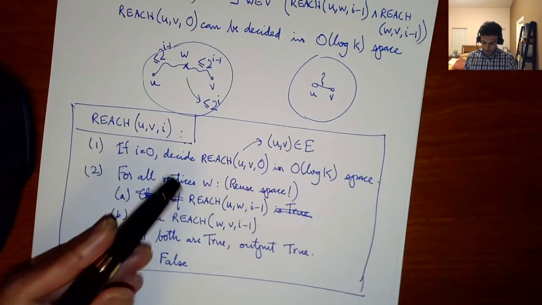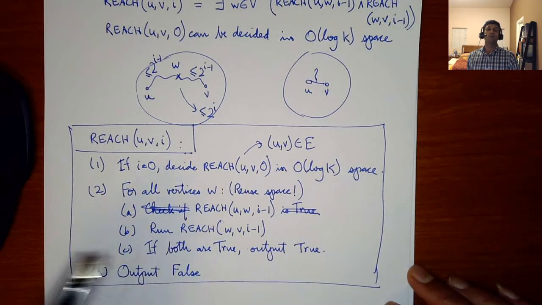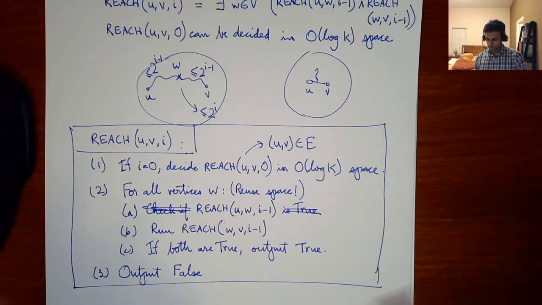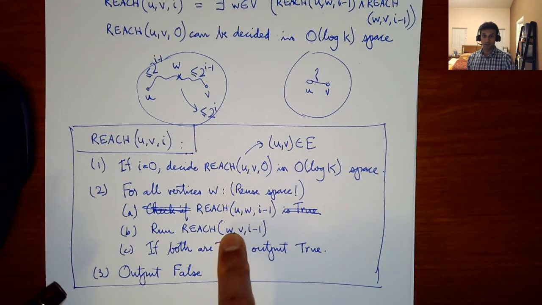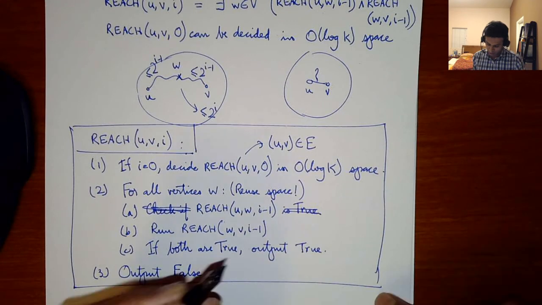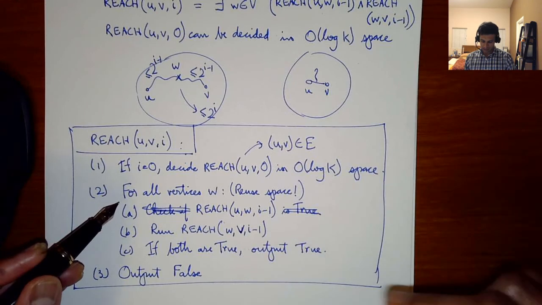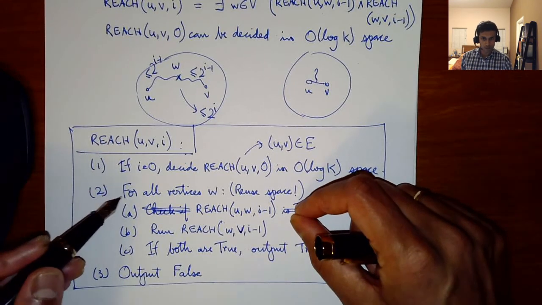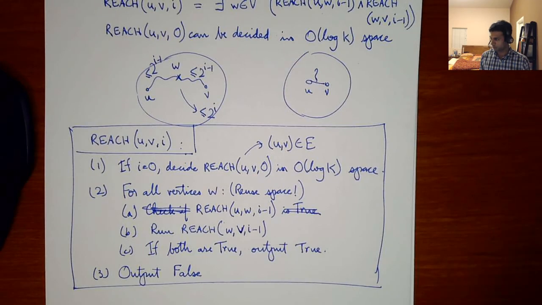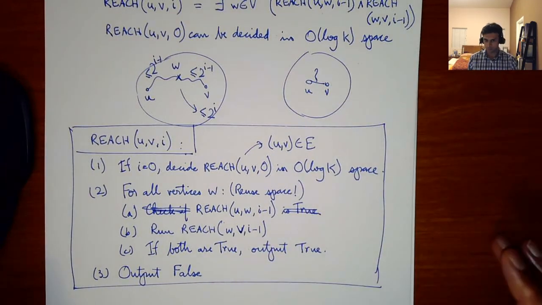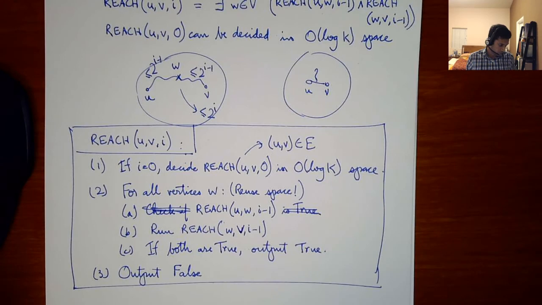So for all vertices W, you run reach U to W with I minus 1. You run reach of W to V with I minus 1. And if both of them are true, output true. And if no vertex W makes both of them true, you just go ahead and output false. So is it clear why this procedure actually is correct?